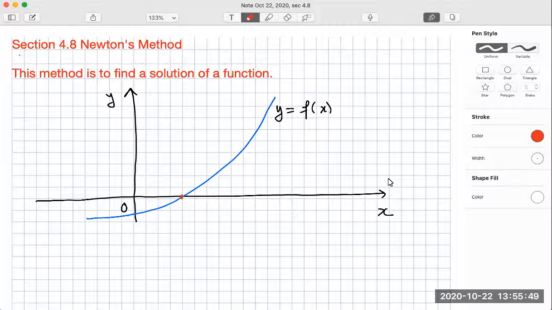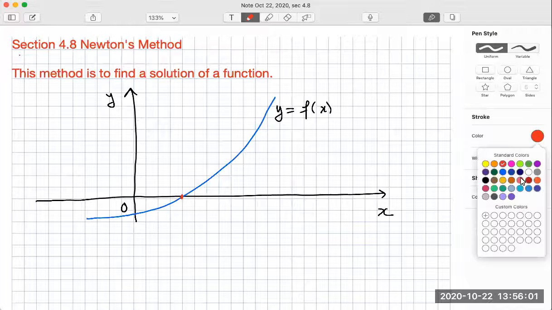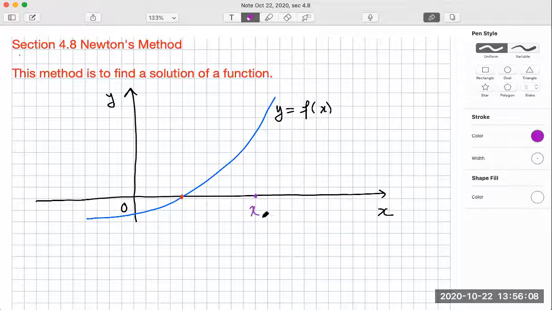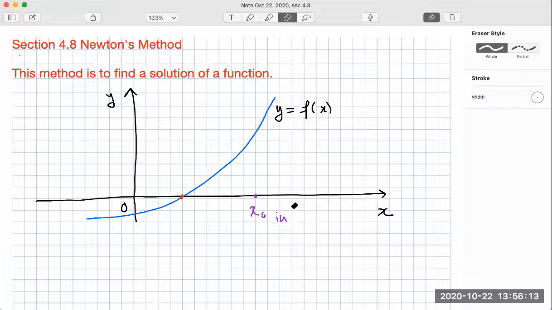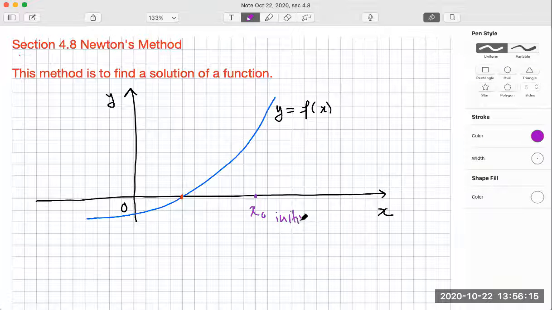So in order to find a solution of this one, we do a numerical method. We start at some random point. We call it initial point. Suppose we are given the point right here. We call it x0, initial point. Right? Then we do it this way.